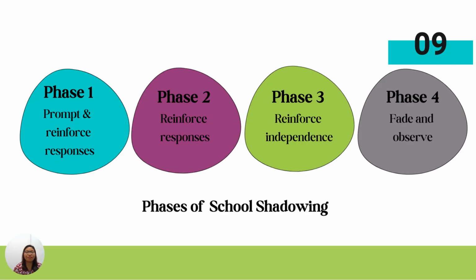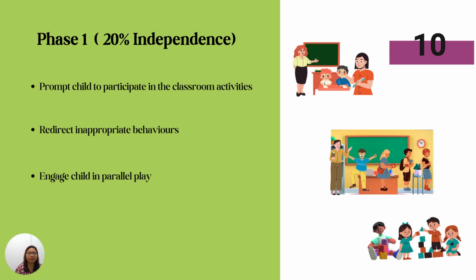Now let's move on to the phases of school shadowing. So for phase one, it is prompt and reinforce responses. Phase two, reinforce responses. For phase three, reinforce independence. And for phase four, fade and observe. Phase one aims for 20% independence.